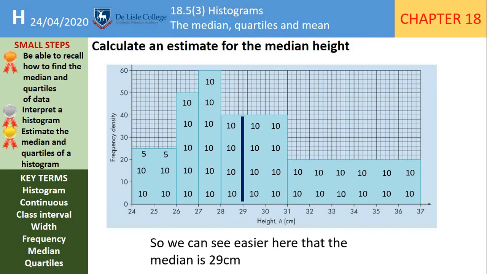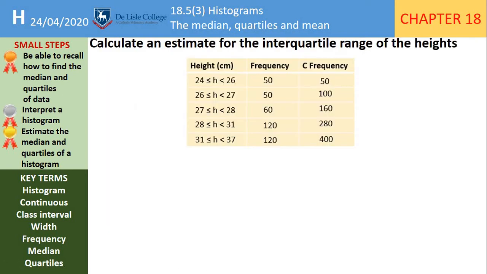Now, however you did that in an exam, whether you did it the previous way by working out 40 120ths of the width and adding it onto the 28, or whether you just showed it by looking at the diagram, you will be awarded full marks. So now let's have a look at calculating an estimate for the interquartile range.